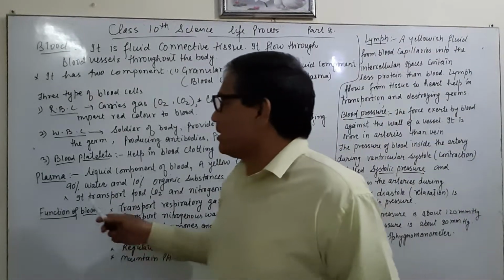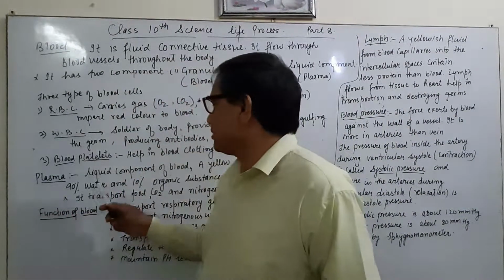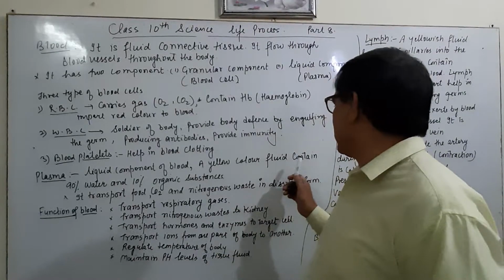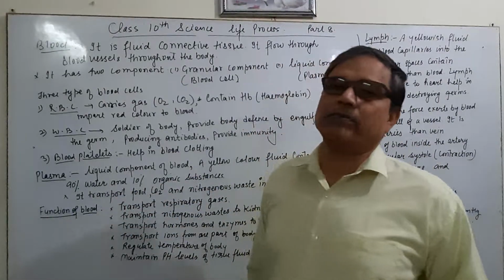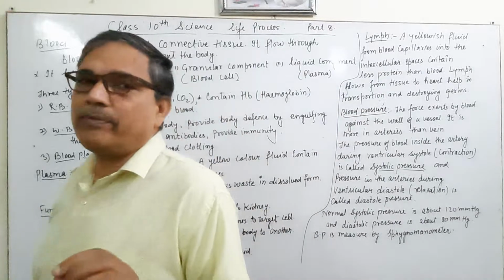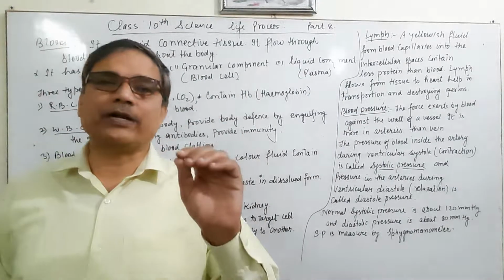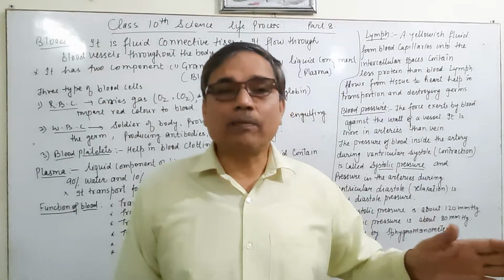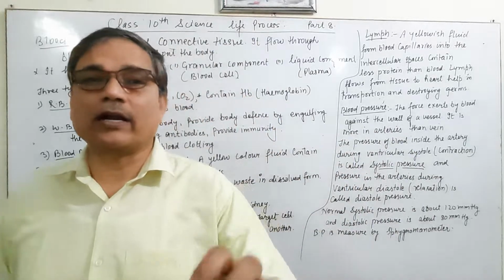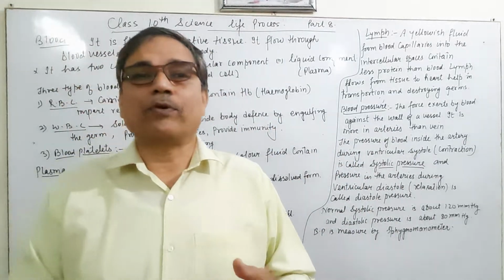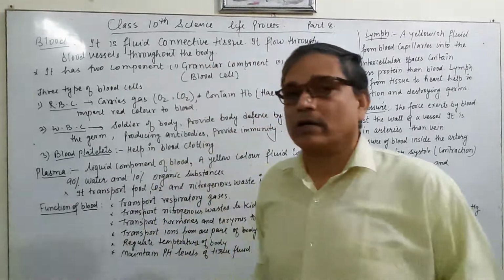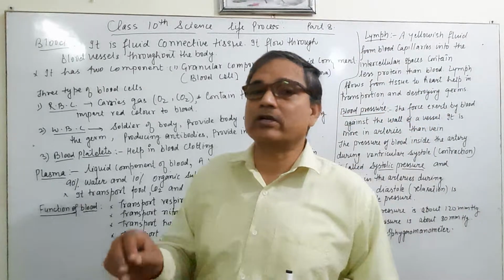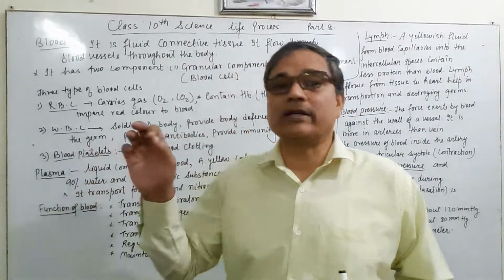And the second component of the blood is plasma. Plasma is the liquid component. It is yellow or maybe slightly colorless. This yellow fluid contains 90% water and 10% organic substances. It is the liquid part present in the blood, which helps to carry substances within the blood, and it contains 90% water and 10% organic substances like protein and other natural substances. This helps the blood to carry substances, because the liquid part helps to carry substances from one part to another part present in the blood.